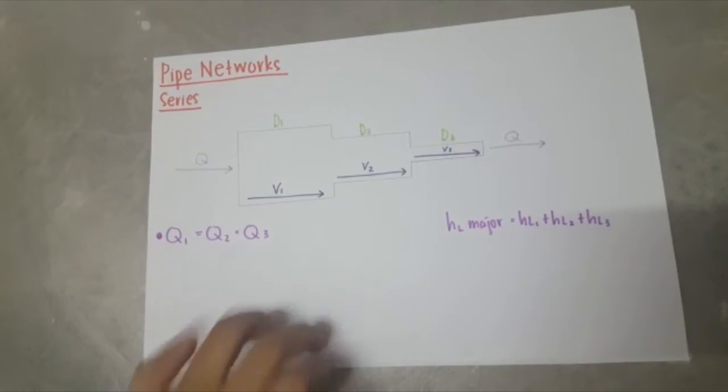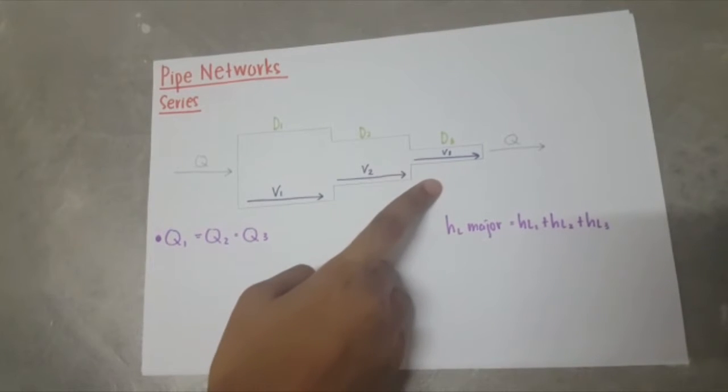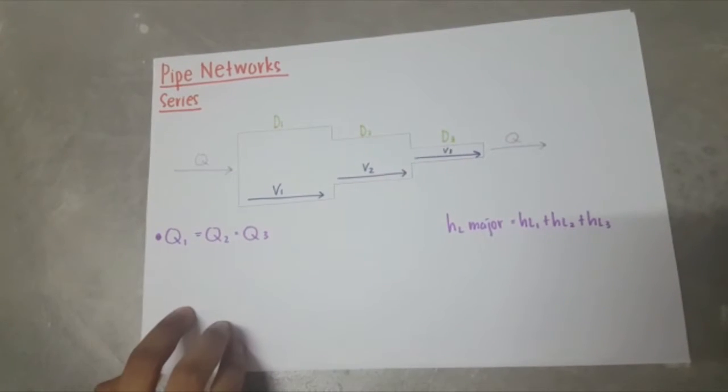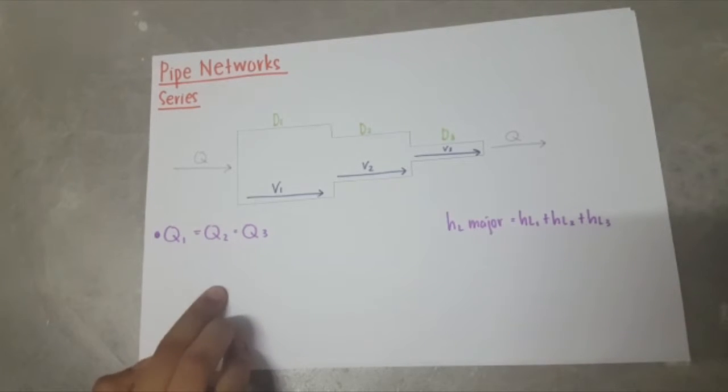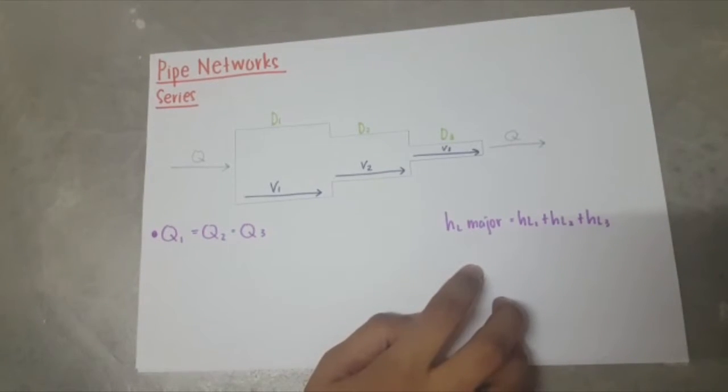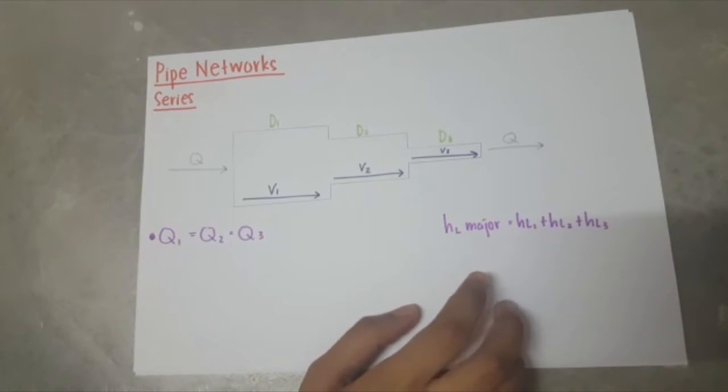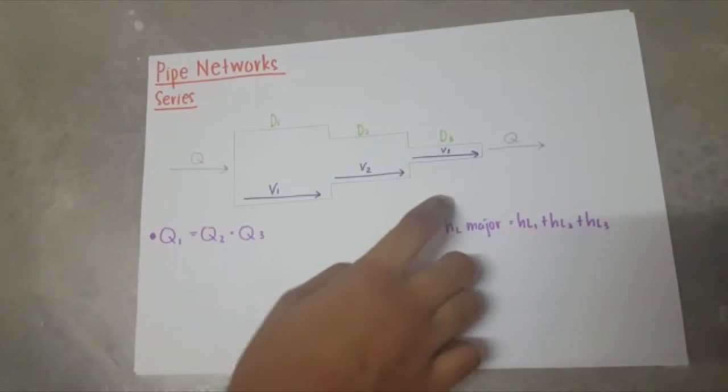A series pipe network comes in different diameters. The flow rate remains constant even though the velocity changes throughout the pipeline, while the total head loss is the summation of the head loss from the first, second and third pipe.